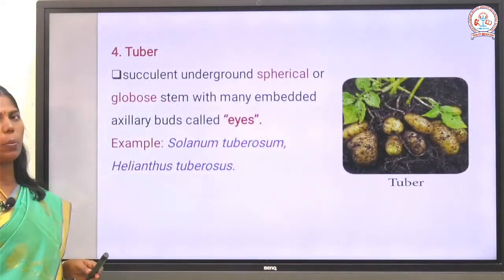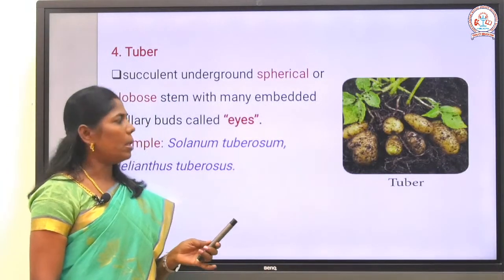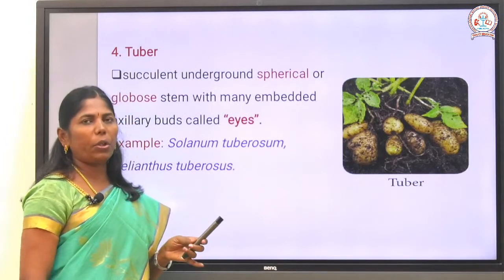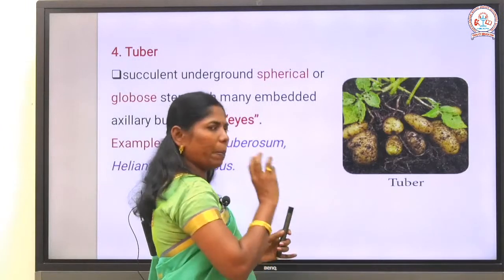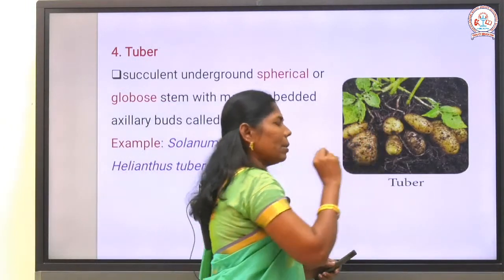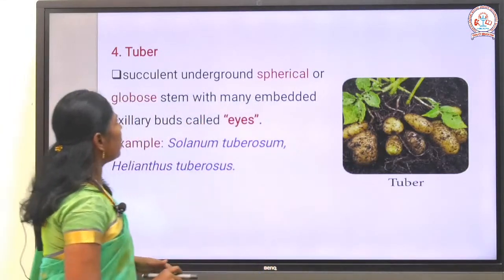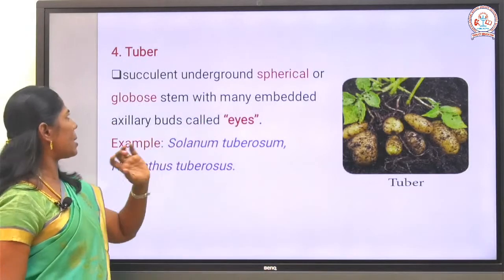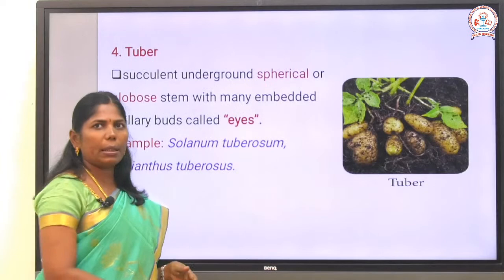So next one is a tuber. So tuber is some modification of the stem. Okay, that is a potato tuber. So potato tuber is a modification of the stem. They store the food material. It's bulged and succulent. It consists of small eye parts. In each and every eye part, an axillary bud is there. Okay, so that embedded axillary bud is called eyes. So Solanum tuberosum and Helianthus tuberosus.